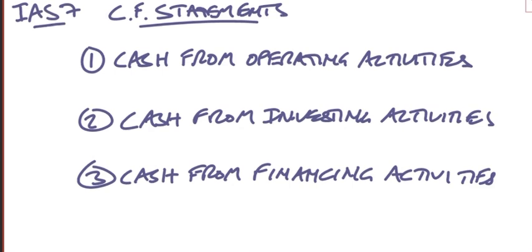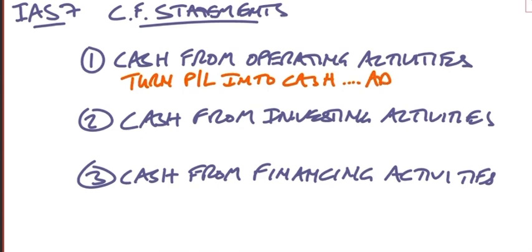The cash from operating activities turns the P&L into cash. So what do we do? We adjust for non-cash items. So you should know that whenever you do a cash flow statement, what you do at the top is you take the profit before tax and you say, right, okay, let's add back any non-cash expenses and let's take off any non-cash gains. And that, broadly speaking, will turn the P&L into cash with a bit of an adjustment for working capital, which we do after that. Then this will tell you what was the cash from operating activities.